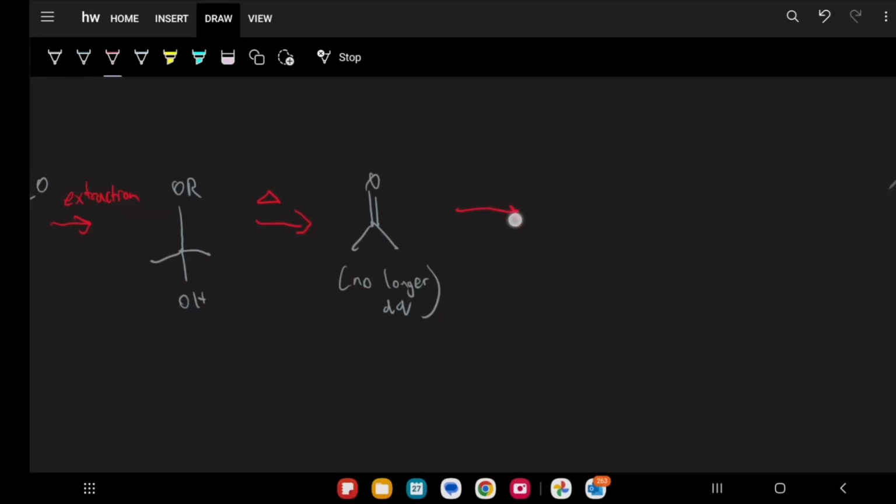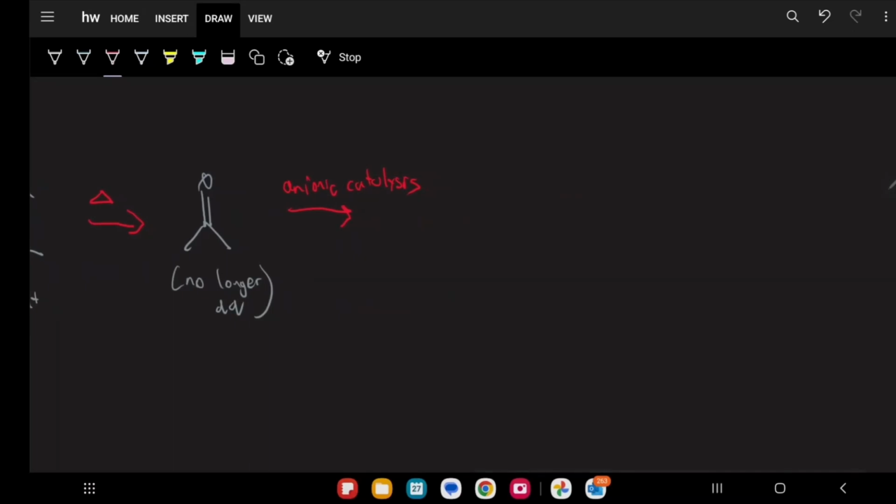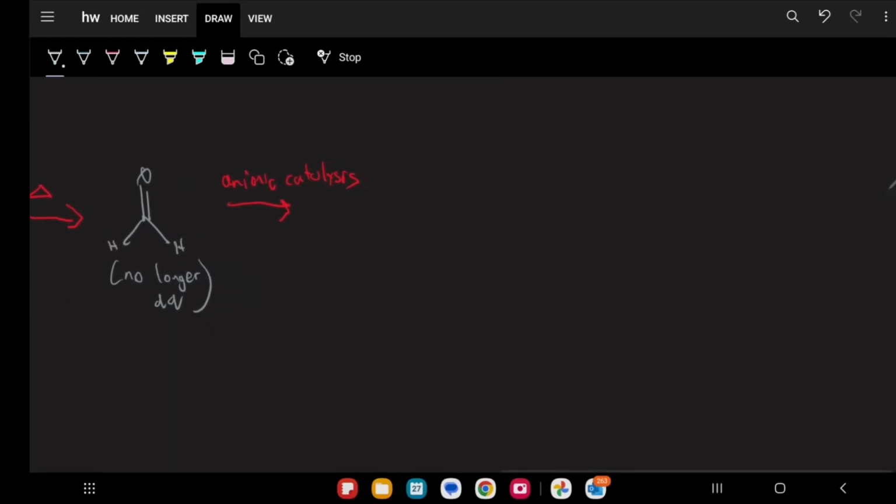Now there's this process called anionic catalysis. The mechanism is quite complex and it's not in the scope of this class, but the idea is that this formaldehyde, looks like I forgot to draw the H's, is now sort of converted into this subunit.